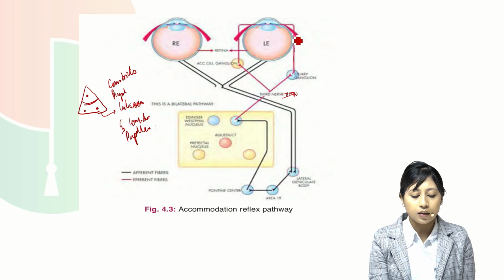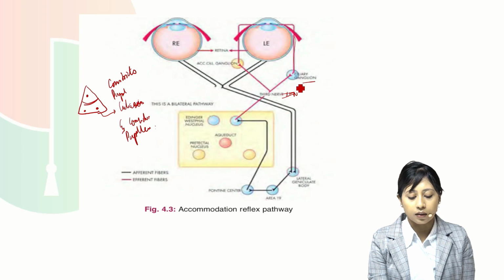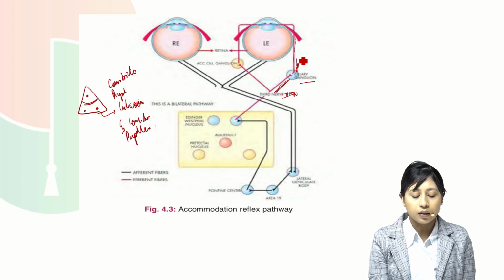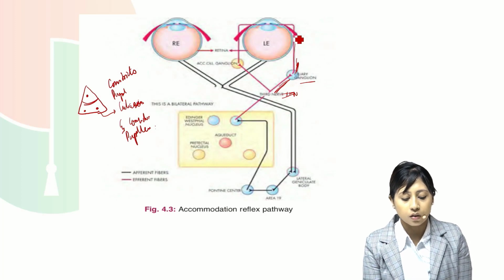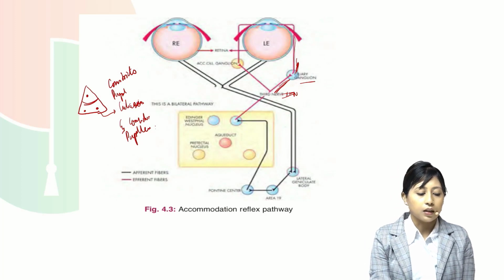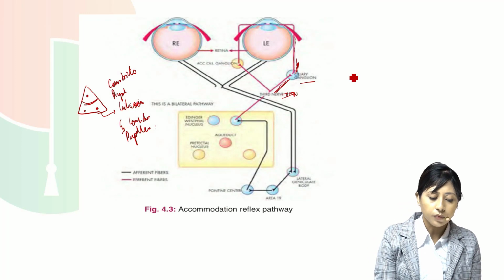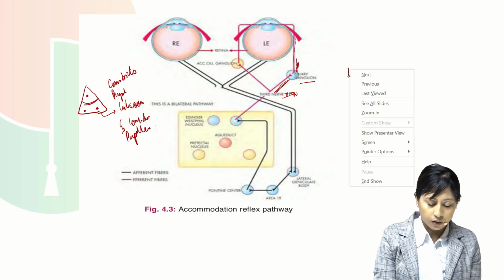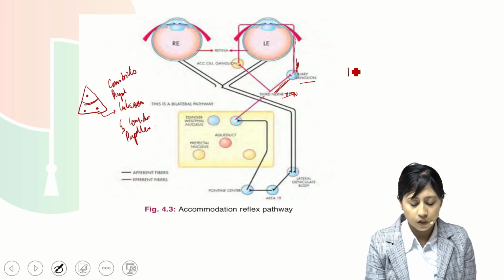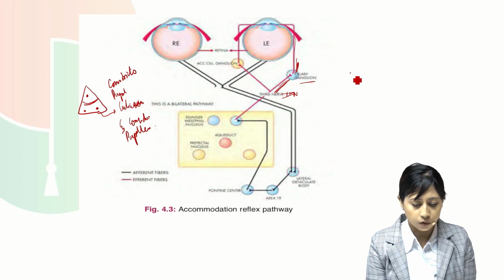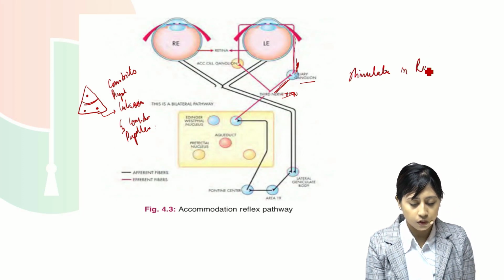From the ciliary ganglion it relays its postganglionic fibers, as the ganglion is preganglionic and this is postganglionic. So the postganglionic fibers release into the constrictor pupillae and it helps in stimulating constriction in response to near.